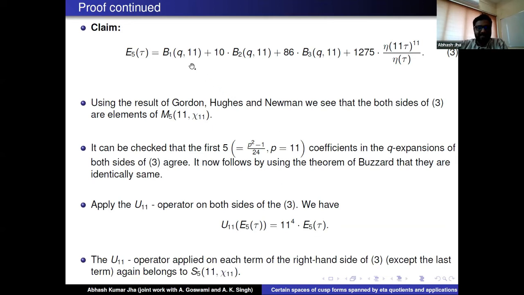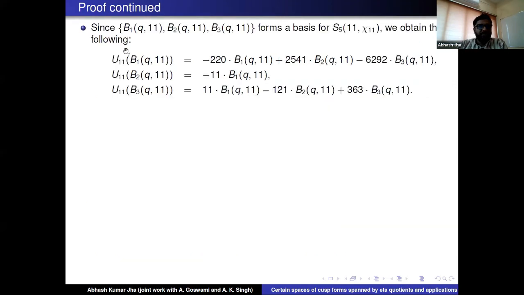On the other side, we have three elements. These are elements from cusp forms, and this is not a cusp form. So we'll evaluate U11 of this, U11 of this, U11 of this. I know that this operator UP takes cusp forms to cusp forms. So U11 of this B1 is going to be a cusp form. So I can write it as a linear combination, and then I can use the result of Buzzard, where I can compute the first 5 Fourier coefficients to determine whether this is the same or not. In this way, we can compute all these images of B1, B2, and B3 under U11.